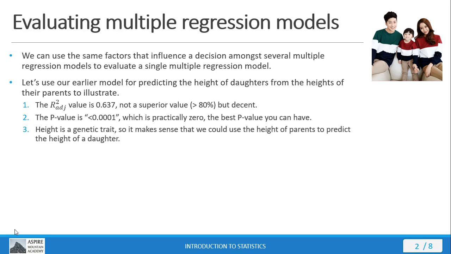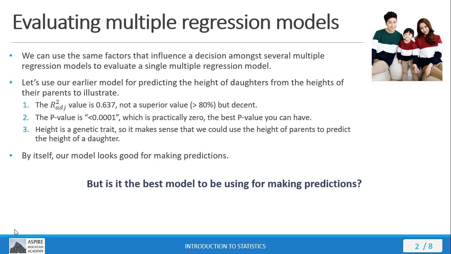Height is a genetic trait, so it makes sense we could use a model that says the height of the parent is going to influence the height of the daughter. That kind of makes sense. So there's our sound judgment piece. By itself, our model looks good for making predictions. But is it the best model to be using for making predictions?